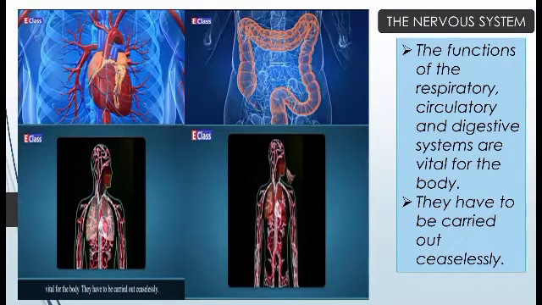If they are not working properly, then the other systems present in the body can also be affected. So they have to carry out their work in a proper manner. Otherwise, it can affect different parts of the body, causing different health issues.